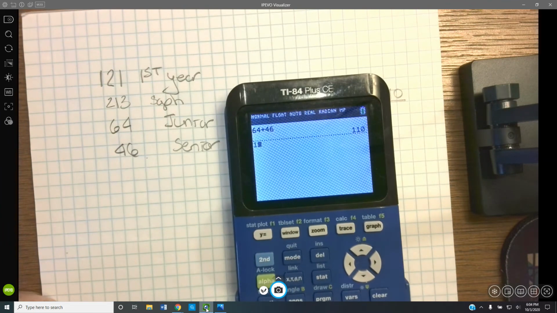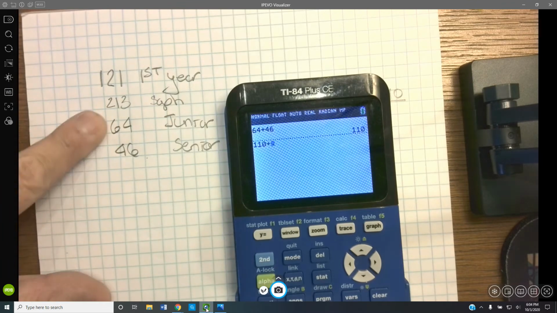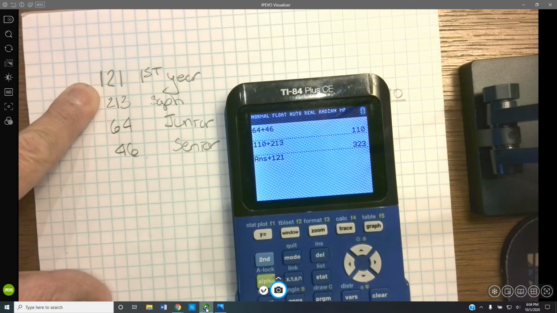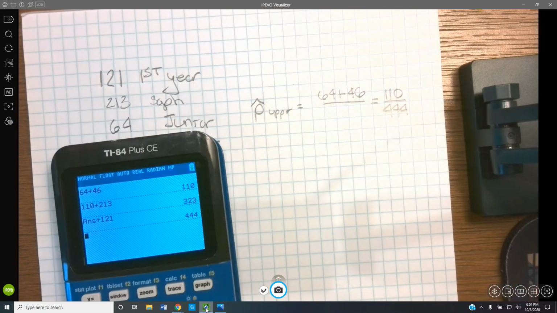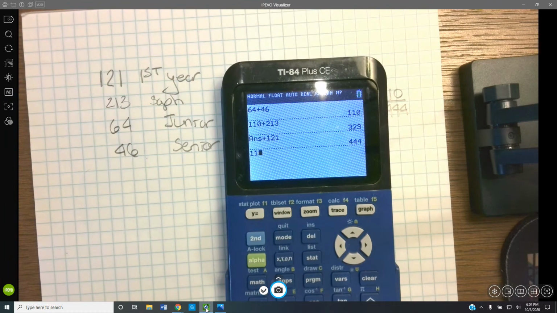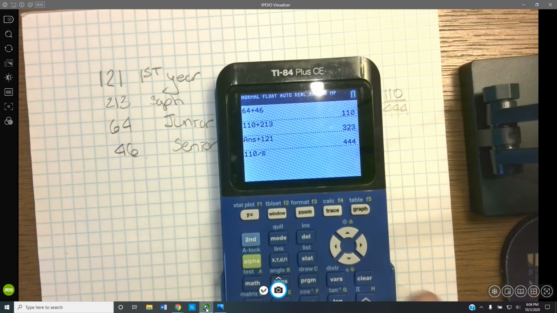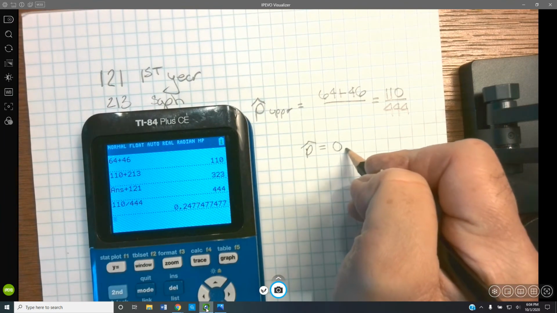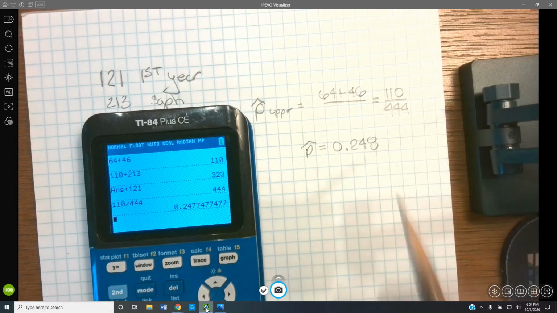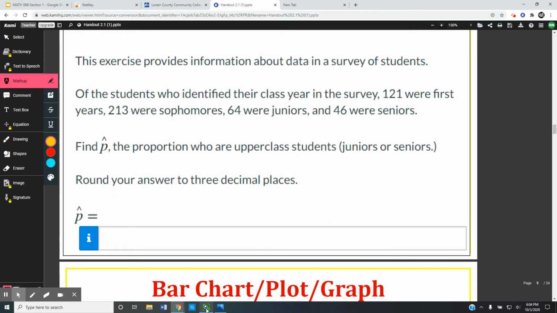Now we need to take that 110 and add to it the remainder, which were the 213 sophomores, plus the 121 first years, 444. In order to get the relative frequency, we'll take 110 and divide it by 444, and we'll get approximately 0.248 if we round to 3 positions. P-hat is 0.248. And I got lucky, it said round your answer to 3 decimal places.